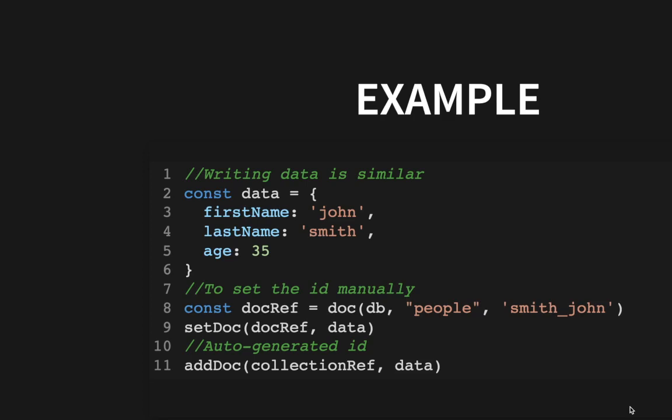So if I have, I can either add doc or set doc. Setting it would be setting one where I manually set the ID, which is why I need that extra doc ref so it knows what ID I'm setting. And then adding it just puts it in there. It assigns some random ID of letters and numbers, and then there you go.